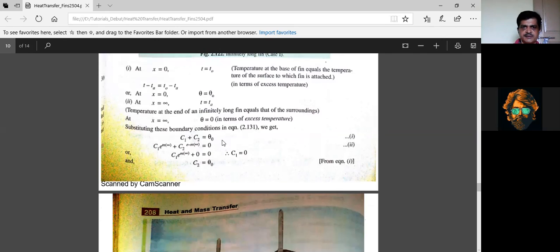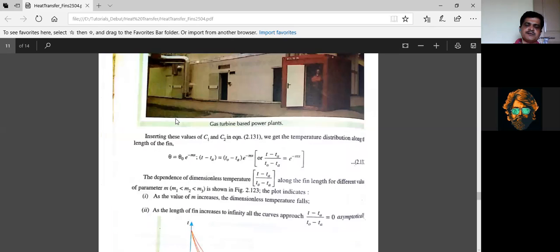Another equation: at x is equal to infinity, theta, that is T minus TA, will be 0. So using this we will get the value of C1. C1 value comes as 0, and C2 value comes as theta naught. With these two you can easily calculate the values of C1 and C2. Now we have found the values of C1 and C2. So this is the equation.